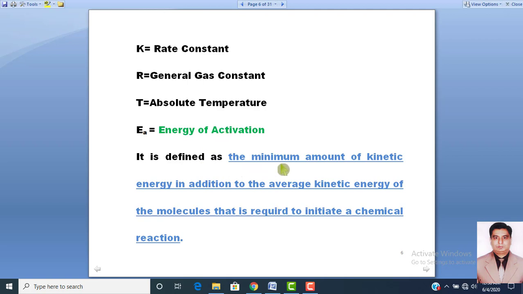That means the minimum amount of the kinetic energy in addition to the average kinetic energy of the molecules that is required to initiate a chemical reaction.